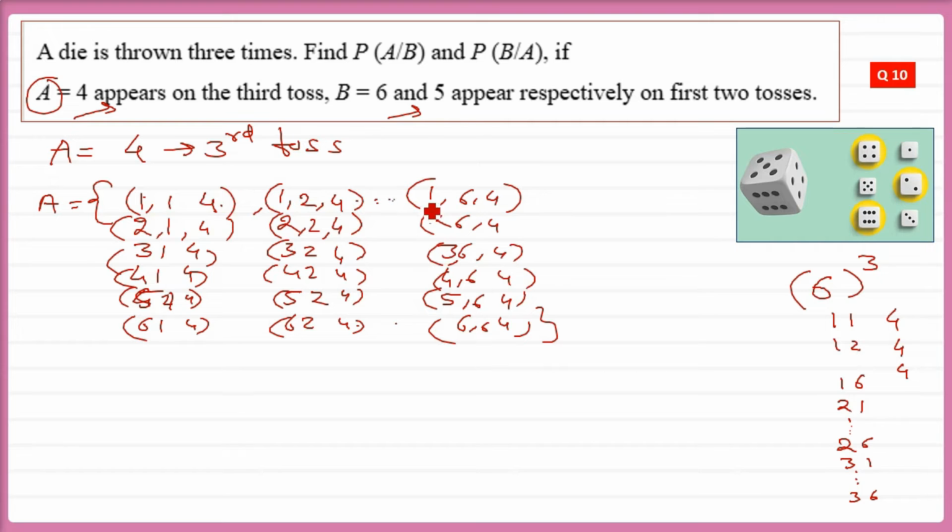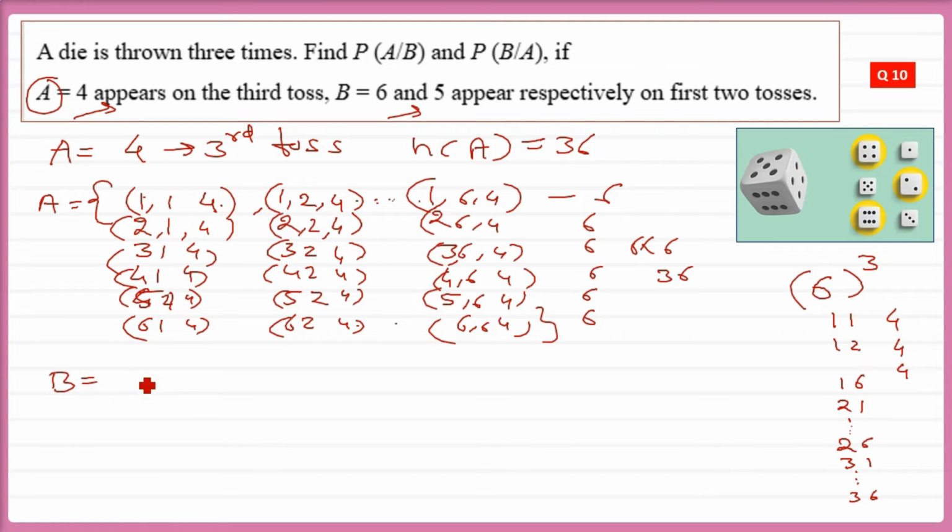Or you can say the first row will have 6 values, the second will have 6 values, the third 6 values, and so on. All the rows will have 6 values. So 6 into 6 is 36. So the number of elements in set A has come as 36.